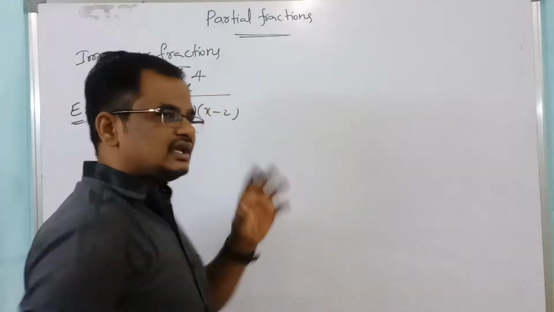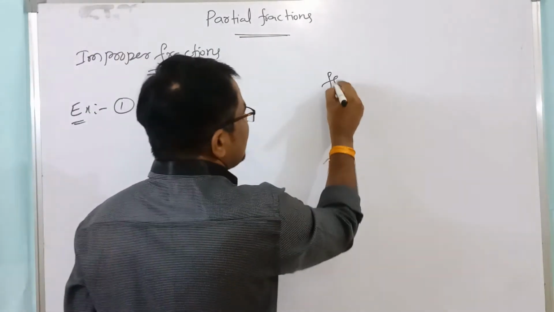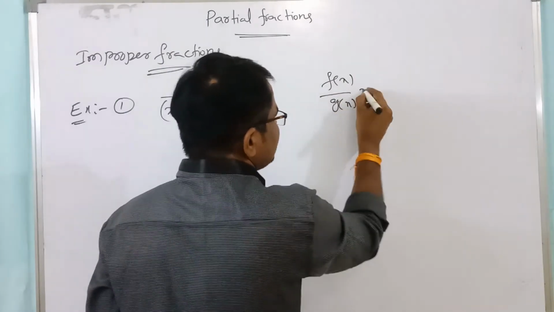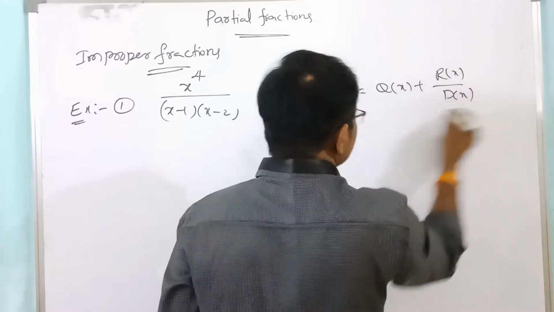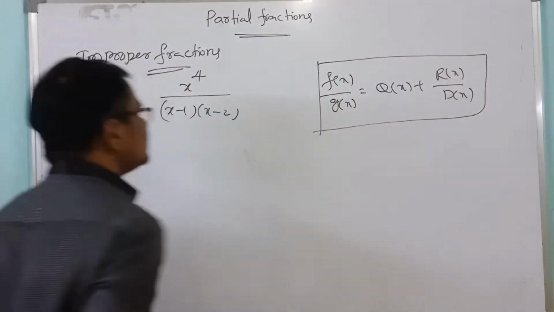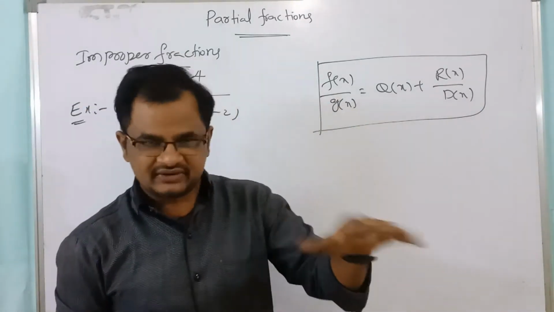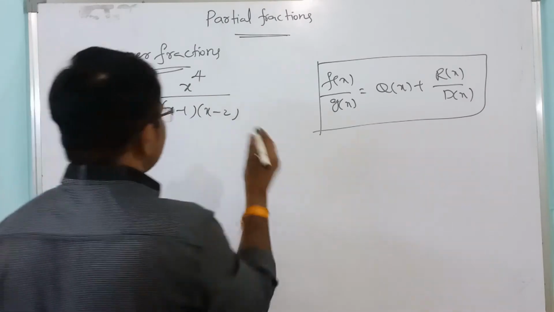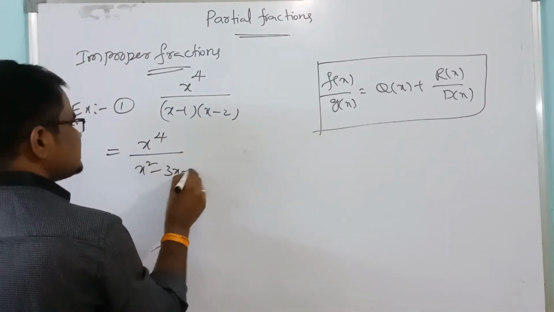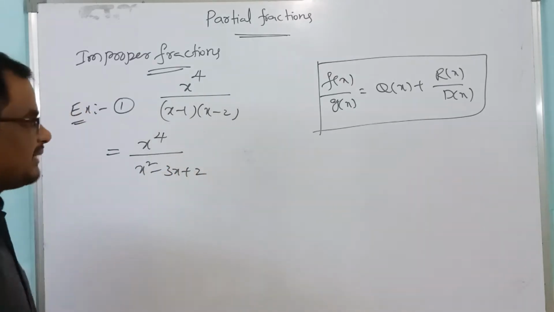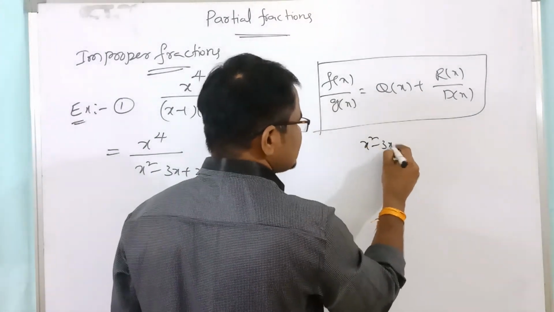Whenever they give an improper fraction, we have to apply the division algorithm. That is, f of x by g of x can be written as quotient plus remainder by divisor. By this, we have to convert it into a proper fraction, right? So how to convert? Write it as x to the power of 4 by (x square minus 3x plus 2). Divide numerator by denominator. That is how to divide by x square minus 3x plus 2.